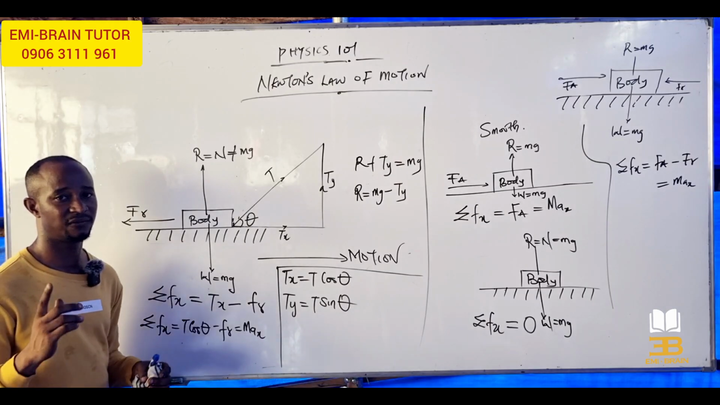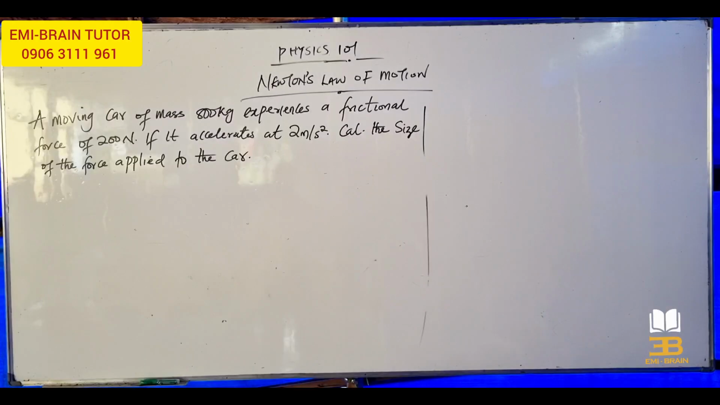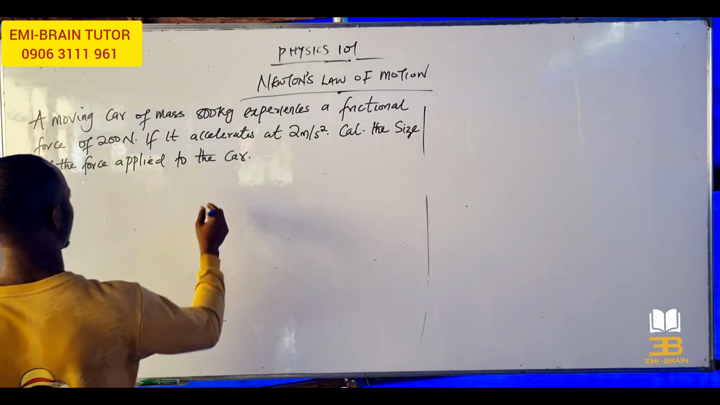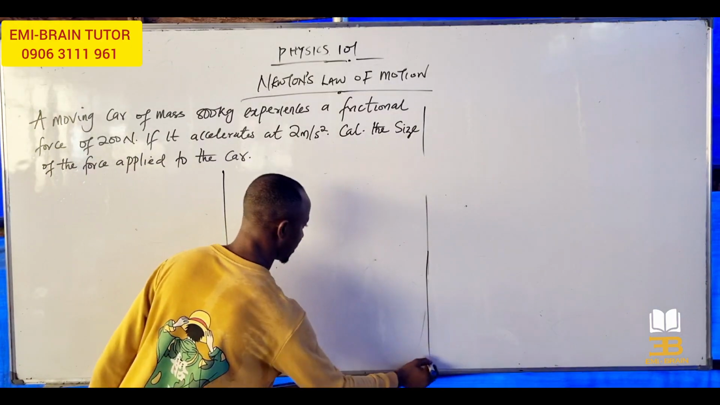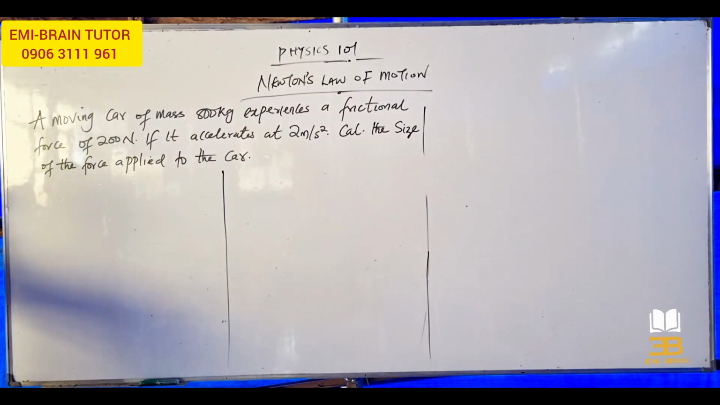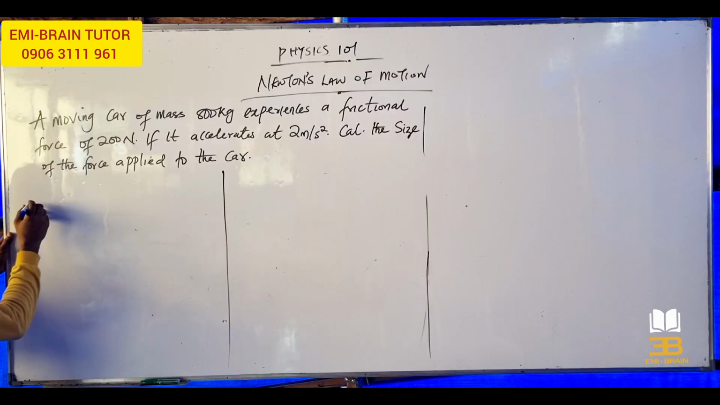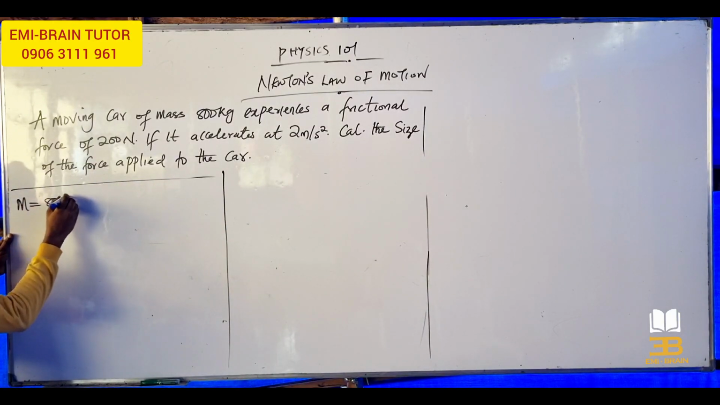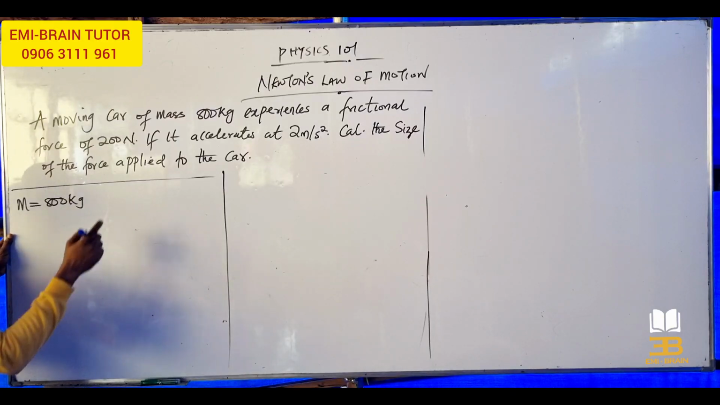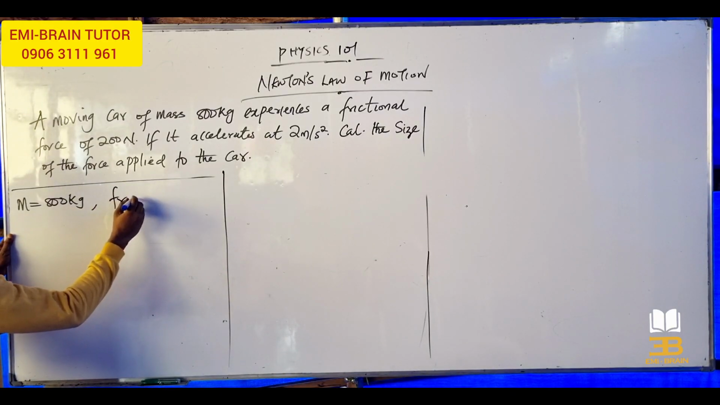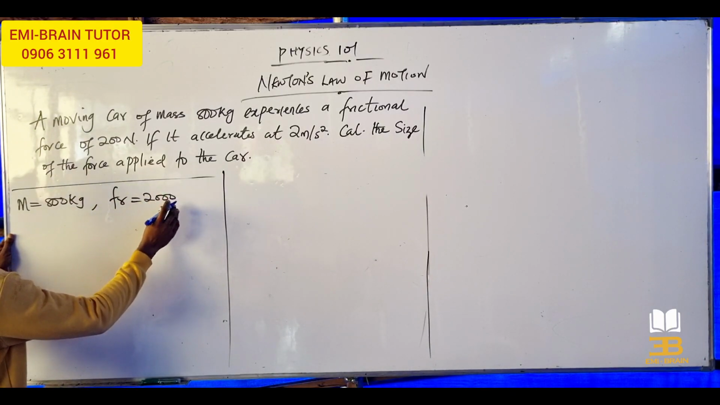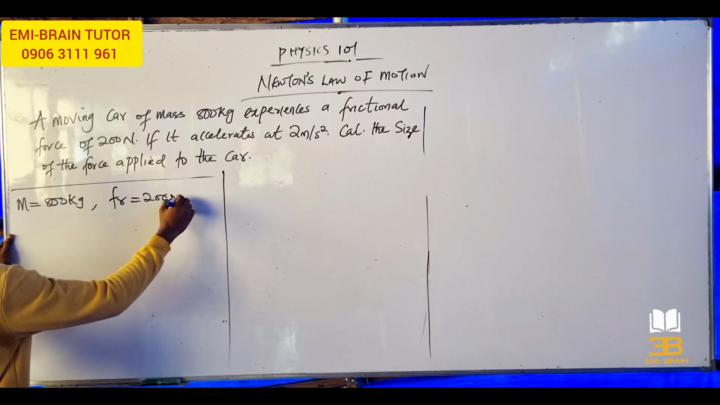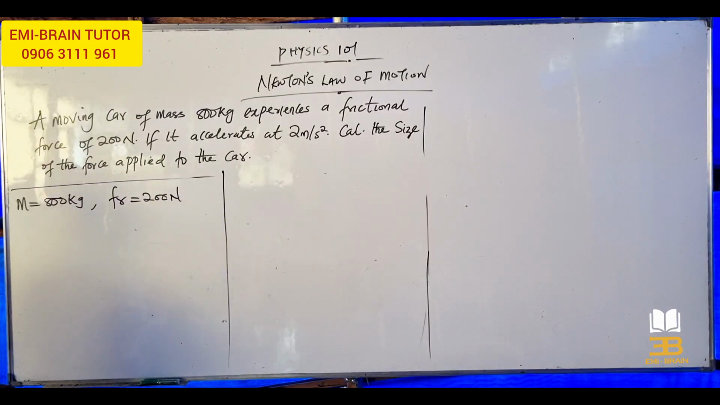Okay, now let's look at the first example. Alright? I want us to look at this equation we have here. This is the general equation. The question is: a moving car of mass 800 kilograms experiences a frictional force of 200 Newton. If it accelerates at 2 meters per second squared, calculate the size of the force applied.